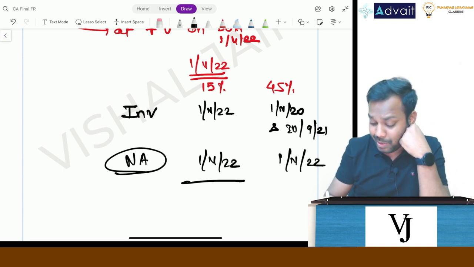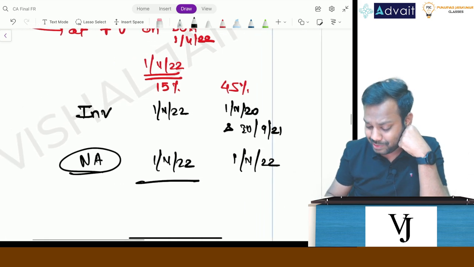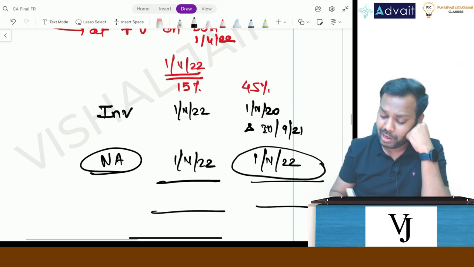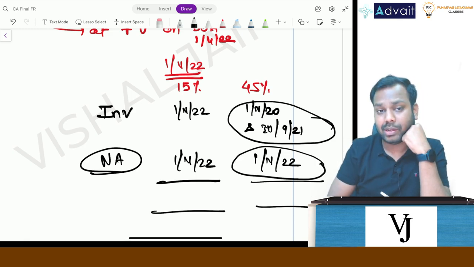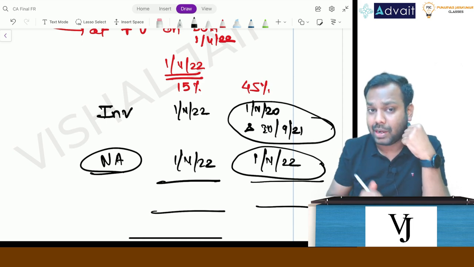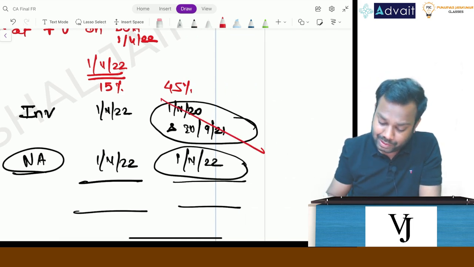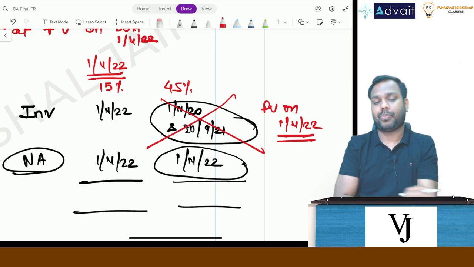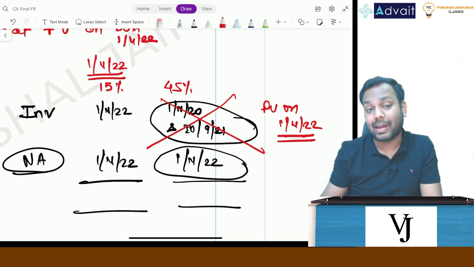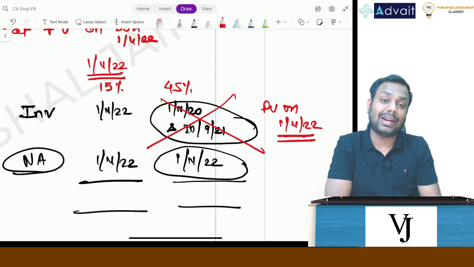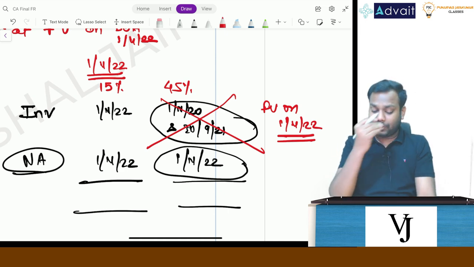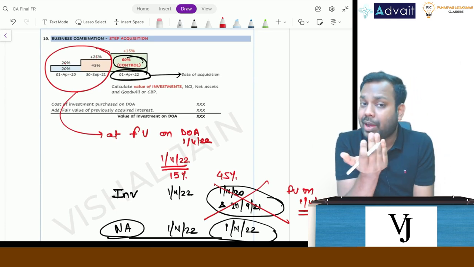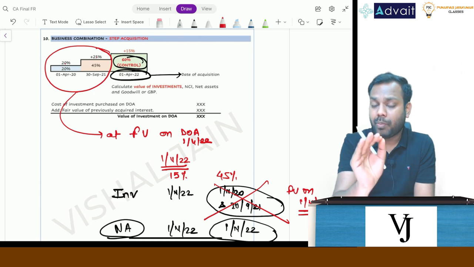Now okay, this makes sense, but do you think this makes sense? You are comparing the net assets on this date, but you are comparing the investment on this date. Is it a correct comparison? No, that's the reason why it says fair value on 1st April 2022. Okay, now this will make a correct representation, right? That's what it says. That's the reason why we have to remeasure the previously acquired interest at the fair value on the date of acquisition. Okay, I hope you have understood the concept behind that.